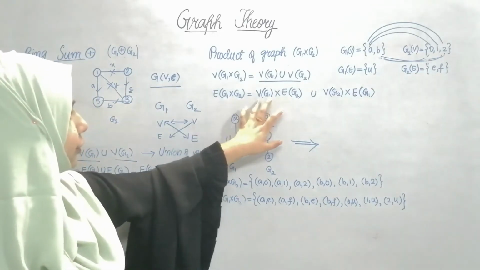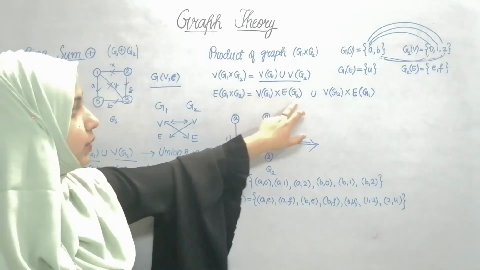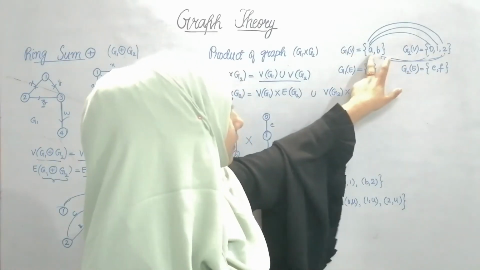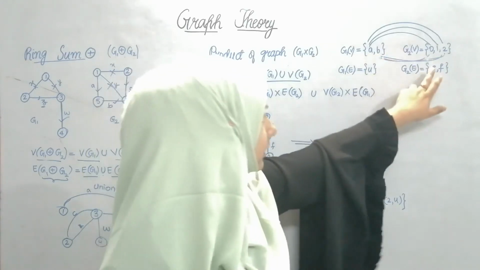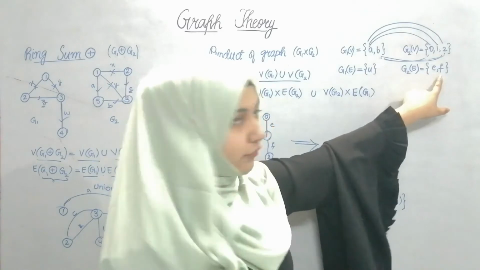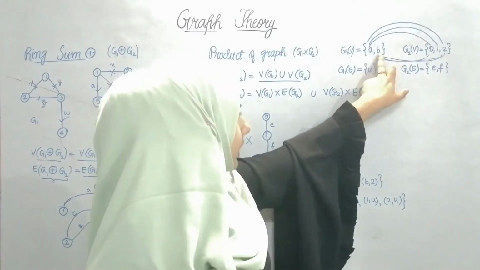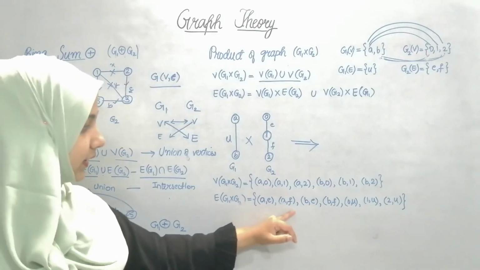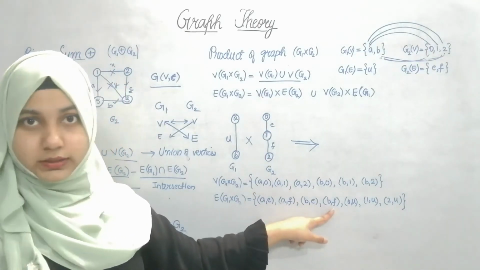In edges, what you need to do? Vertex of G1 into edge of G2. Okay? Here there is vertex of G1, here there is edge of G2. That means you are going to multiply A with E. Next, A with F. Then B with E, B with F. Same thing. AE, AF, BE, BF. Done.